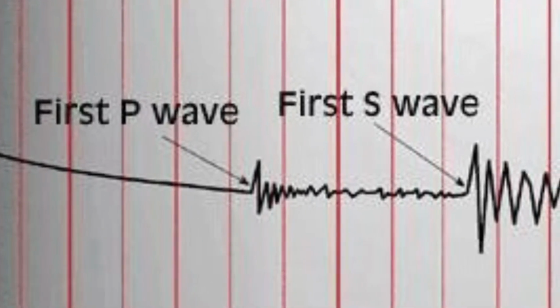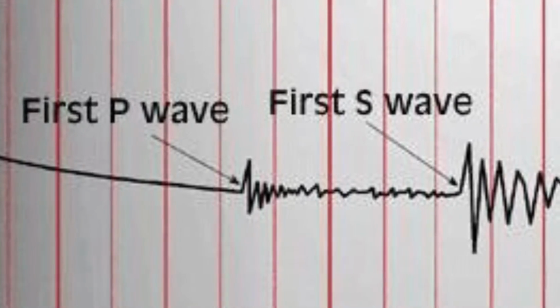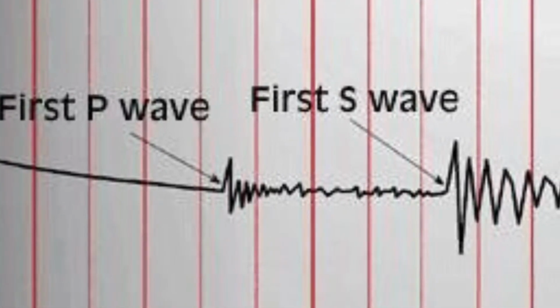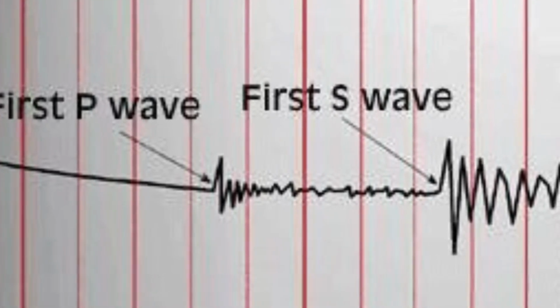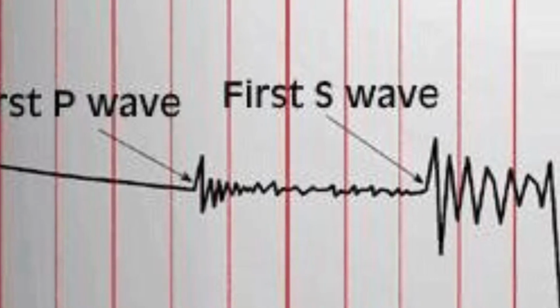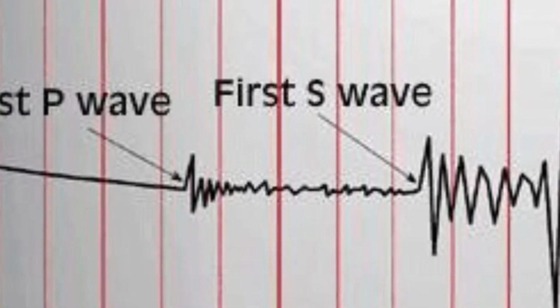P waves are the fastest kind of seismic waves and the first to arrive at a seismic station. They can move through solid rocks and fluids. They push and pull the rock they move through, just like sound waves push and pull the air.